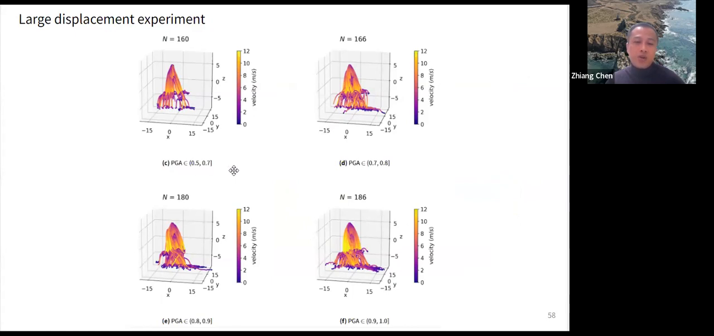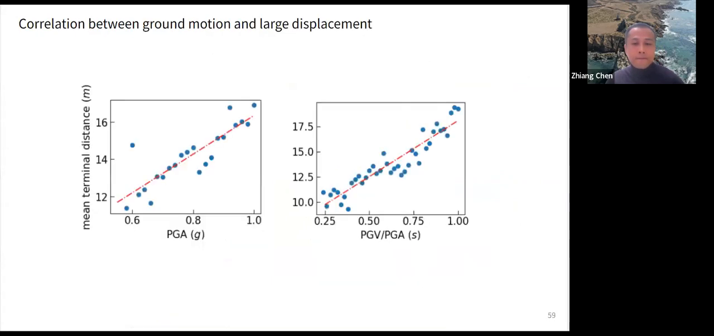You can see that with larger PGA, the velocities are higher, and the furthest trajectory is longer. This is also reflected by correlation analysis. Higher peak ground acceleration and higher peak ground velocity result in a larger mean terminal distance, which makes sense.